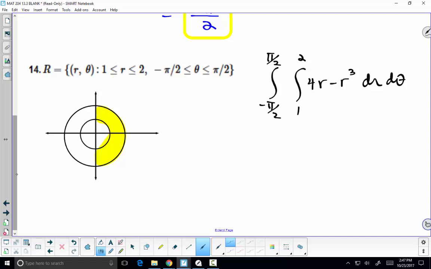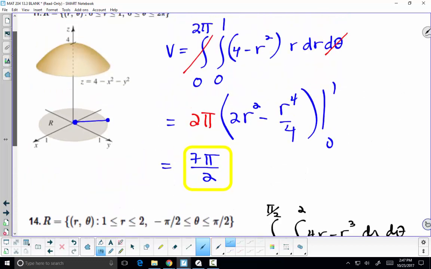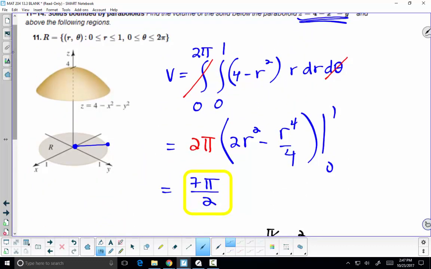Is there a theta in there? Nope. Would there possibly be a theta because the inner limits had theta in it? Nope. No theta anywhere. The length of that interval from negative pi over 2 to pi over 2 is pi. Wait, you forgot to add the extra r. I multiplied it in because we had already used it. Okay. We used it here, so this is all the same, so it's 4r minus r cubed.